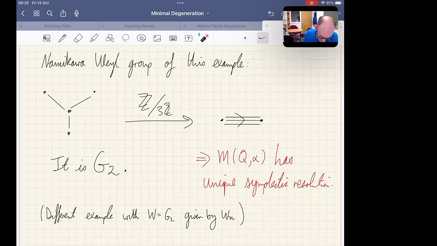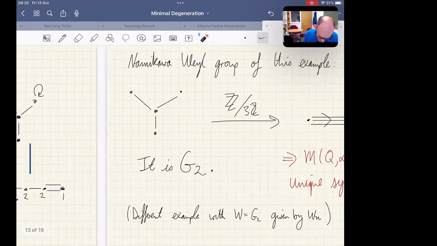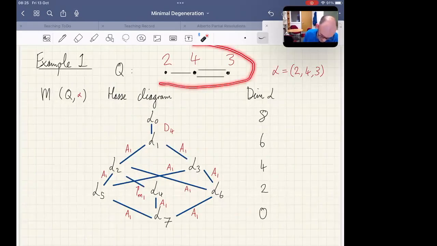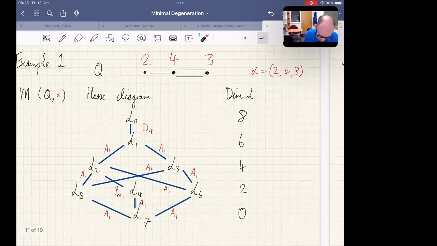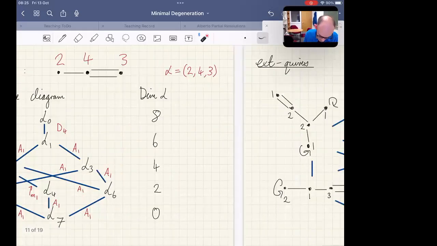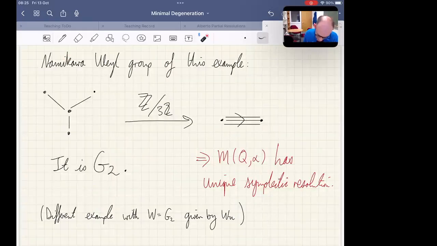So I should say that if I go back to the dimension vector, I actually checked all dimension vectors up to 10, 10, 10. So about 1,000 dimension vectors. And this is literally the only one in that set that has a Weyl group which is not A1 or A1 cross A1. So it's a particularly special example. And one of the implications of this is that for this quiver variety, there's a unique symplectic resolution. I mean, that's not immediate from what I'm saying. You have to do a bit more work, but that's what you find with this example.